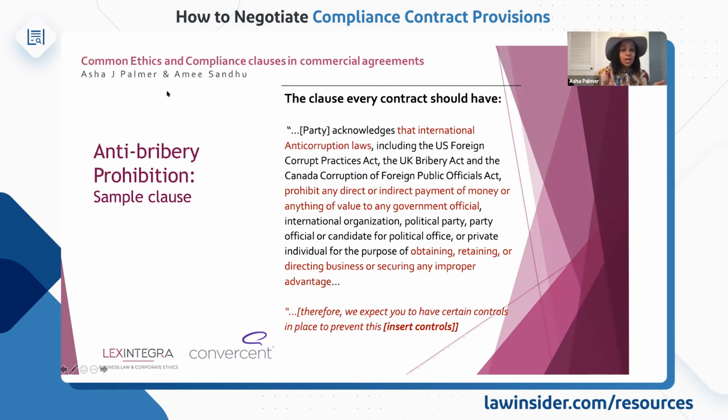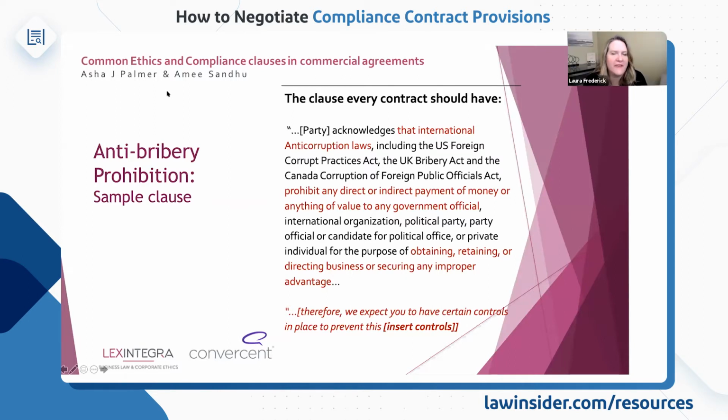There are a lot of international anti-corruption laws, some of which are listed in this clause: the US Foreign Corrupt Practices Act, the UK Bribery Act, the Canada Corruption of Public Officials Act. There are many anti-corruption acts and laws, and you need to know which ones are applicable to that contract. I always say you don't want to voluntarily opt in to anti-corruption laws that don't apply to your business or the business under the contract. So it's really important to look at what standards and what anti-corruption laws are listed in any anti-bribery prohibition. Laura, you have a question?